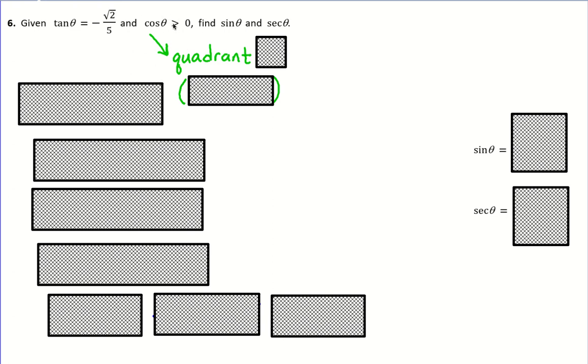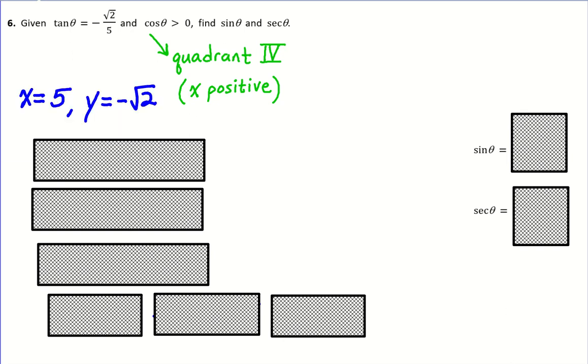And if cosine is positive, that means x is positive. The bottom line for me, anyway, is that x is going to be positive. And if it helps, we're essentially in quadrant 4. The bottom line for me is that when it says this, that means x is positive, and so this 5 is positive, which makes root 2 negative.